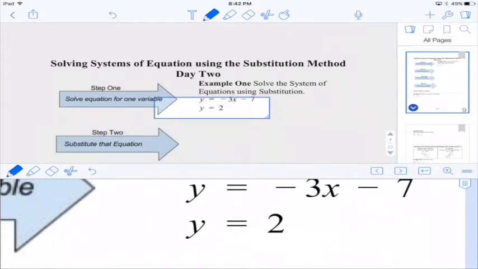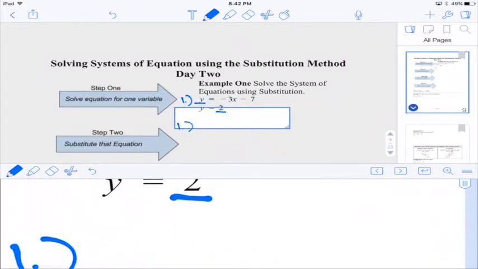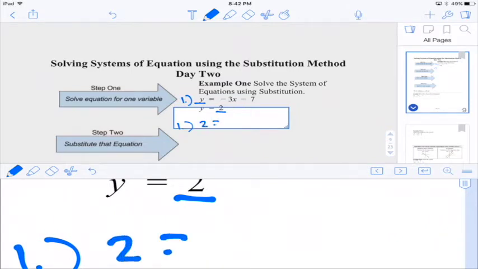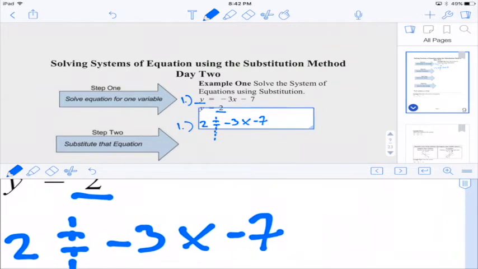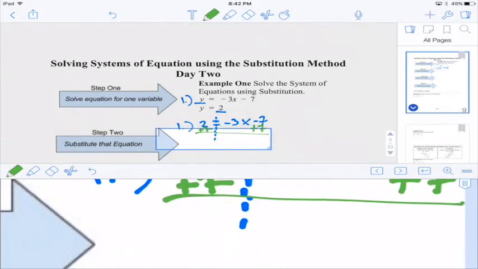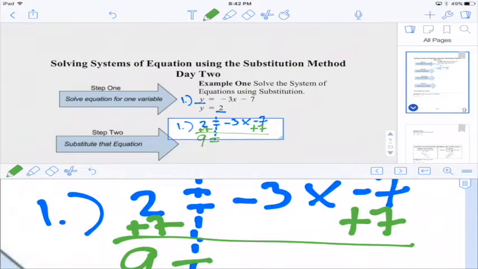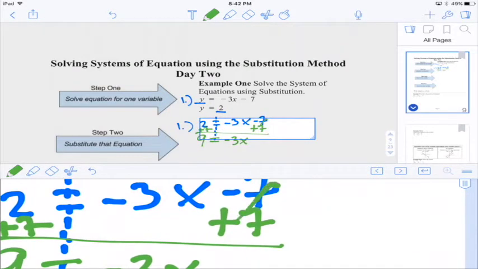So I'm going to take this y equals 2 and substitute it into the first equation. So instead of y, I'm going to replace it with 2 equals negative 3x minus 7. Now that we've made this substitution and we only have x, we can solve and find out what x is. So I'm going to add 7 to both sides. 2 plus 7 is 9. We still have negative 3x. And negative 7 plus 7 is 0.